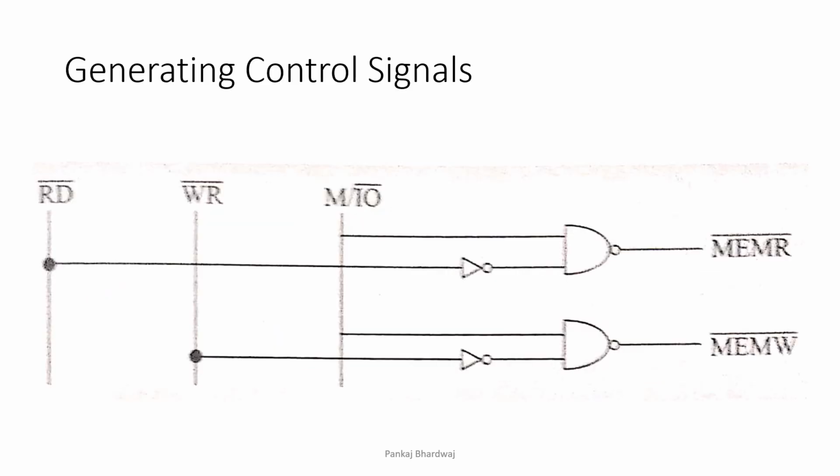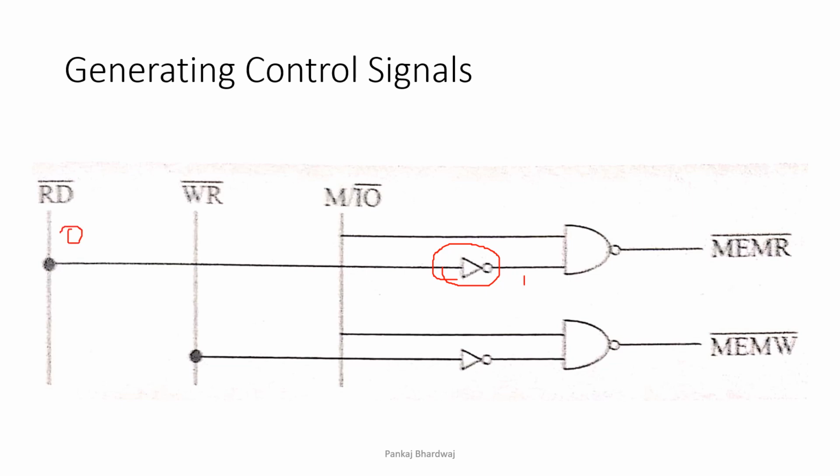Next is generating control signals. To read and write, we have 3 different signals. RD bar is to read, WR bar is to write, and M/IO bar is for input output or memory related operations. So when we want a memory read signal, then RD bar and M are connected to a NAND gate. The RD bar signal is passed through a NOT gate just to get the same output as 1. So M is 1 and RD bar after passing through an inverter becomes 1.